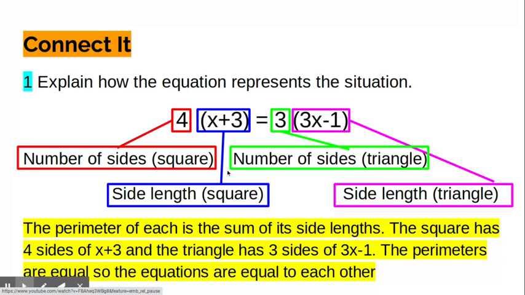And since the perimeter of each is the sum of its side lengths, the square has 4 sides of x plus 3, and the triangle has 3 sides of 3x minus 1. The perimeters are equal, so that's why you set them equal to each other like so.